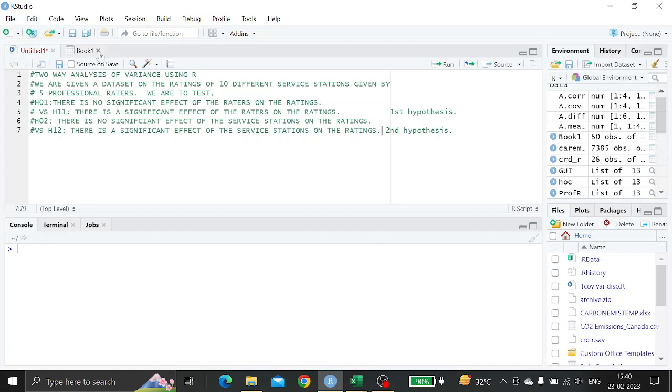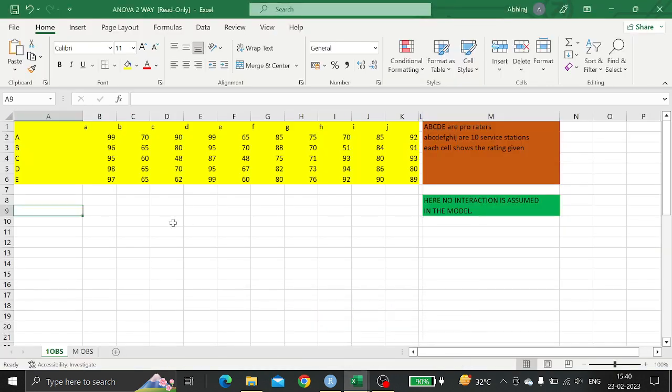Now let us have a look at the data in hand. The original data was given in this format, where capital A, B, C, D and E are the 5 different professional raters, and small a, b, c, d, e, f, g, h, i, j are the 10 service stations. And the numerical values are the ratings given by the professional raters to the service stations.